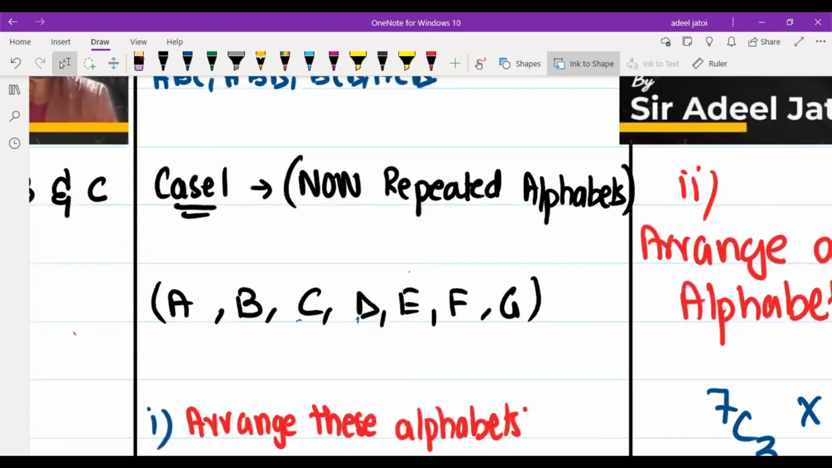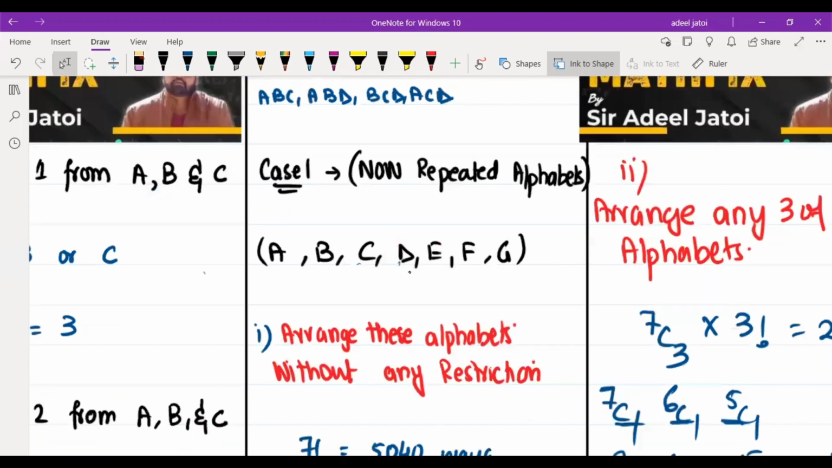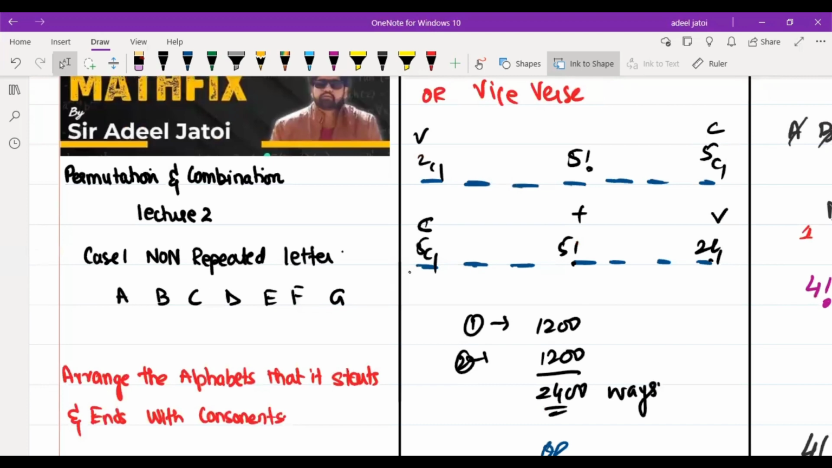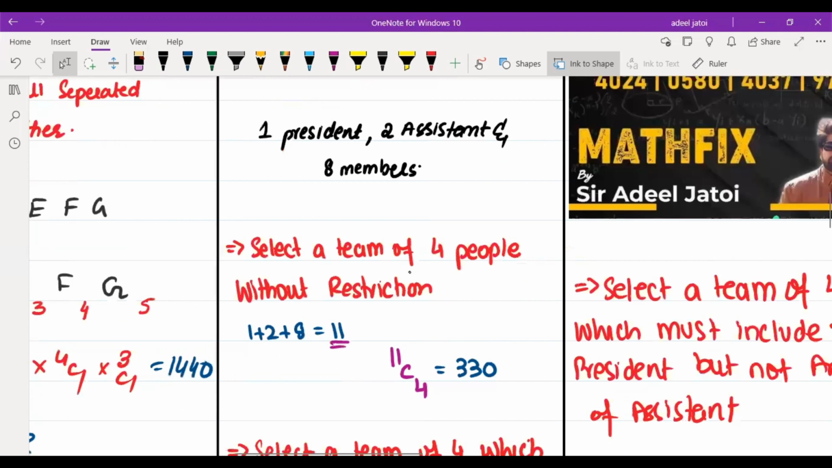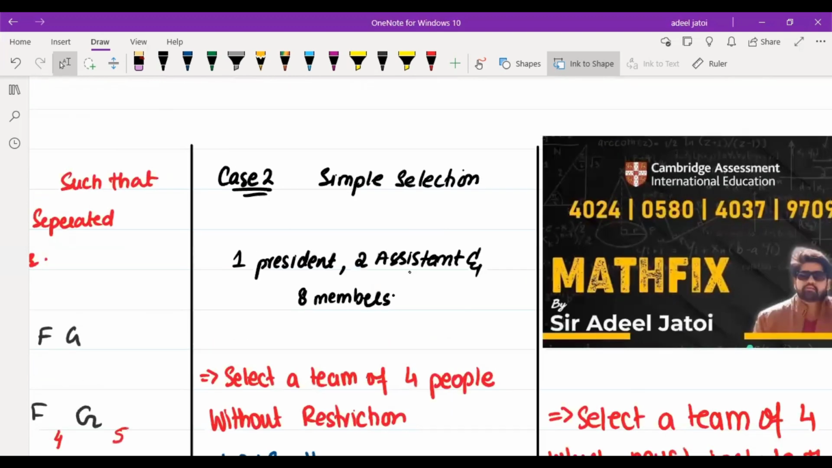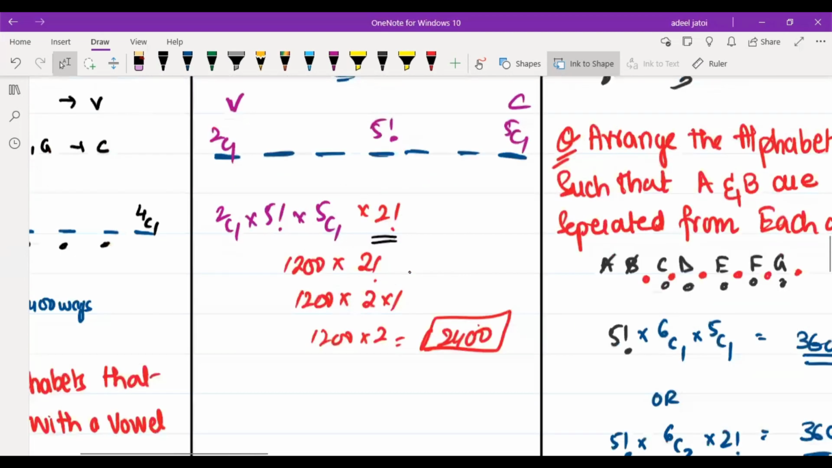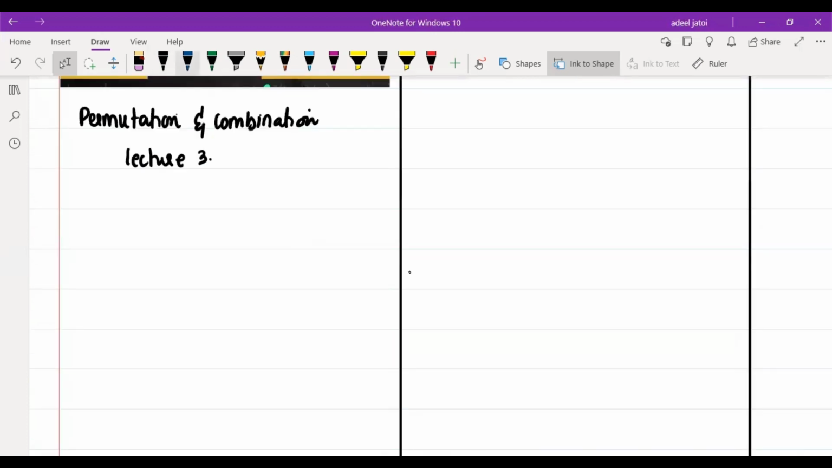Those were non-repeated alphabets. Moving on from case 1, in the same case 1, we understood block method and gap method. Then we moved on to permutation combination lecture 2, continuation of case 1, and then we started off with case 2 of simple selection. We made sure that we complete the simple selection techniques. Now moving on to lecture number 3 and case number 3 as well.